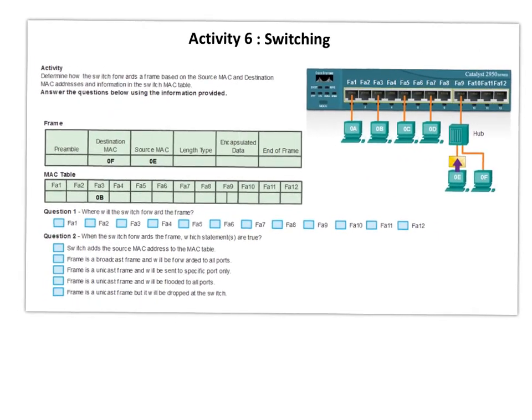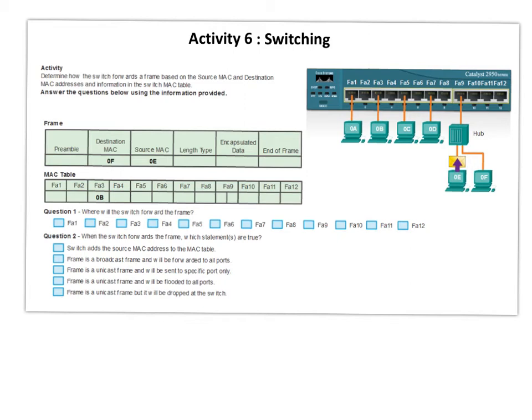So the switch is receiving that frame on port FA9, and the frame wants to send this to a destination 0F. Where is this destination connected to? Also FA9, here. That's a very interesting situation. So we need to answer two questions. The first question is, where will the switch forward the frame?